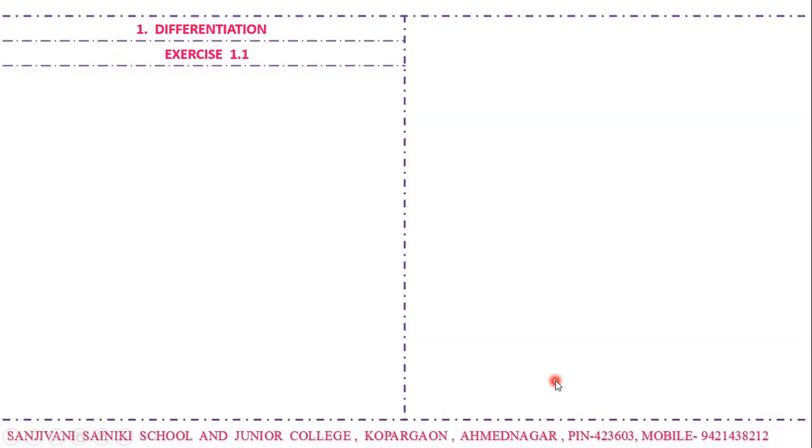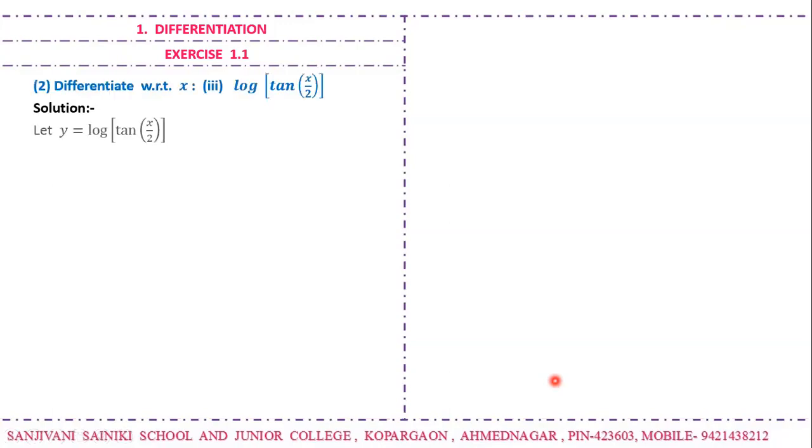Our next example is: differentiate with respect to x log of tan x by 2. Now here there is a combination of three functions. So log is there, tan is there, x by 2 is there. So let y is equal to log of tan of x by 2. We have to differentiate this with respect to x.